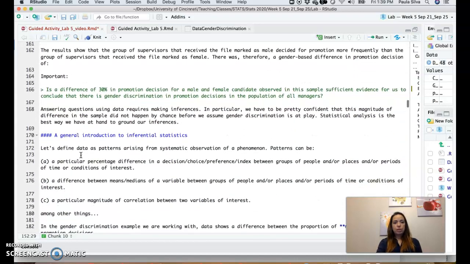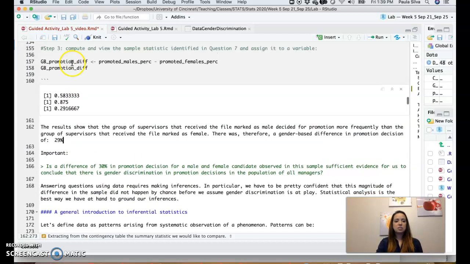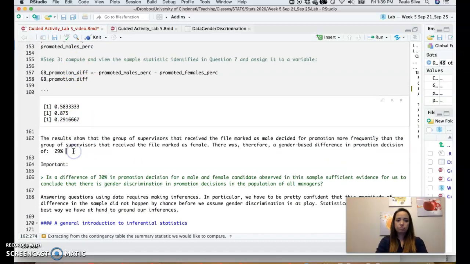So the results show that the group of supervisors that received the file marked as male decided for promotion more frequently than the group of supervisors that received the file marked as female. Therefore, there was a gender-biased difference in promotion decisions of 29%. So that's this thing. Or we can round it off to 30%.